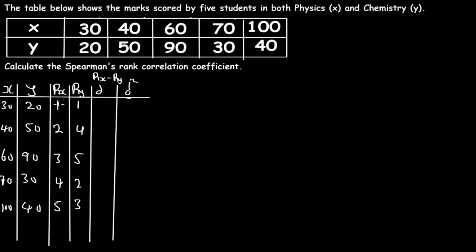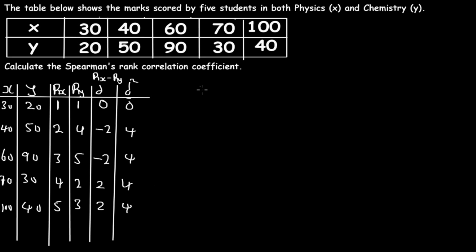So now you take the difference, Rx minus Ry. So 1 minus 1 is 0. 2 minus 4 is minus 2. 3 minus 5 is also minus 2. 4 minus 2 is 2. 5 minus 3 is what? 2. Now you take the squares. 0 squared is 0. Minus 2 squared is 4. Minus 2 squared is still 4. 2 squared is 4. 2 squared is still 4.